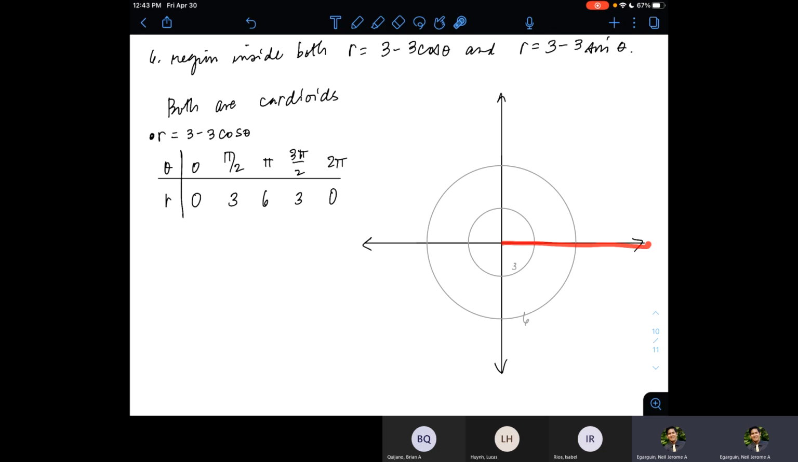All right, and then let's plot the points. At theta equals 0, we are here. The r value is 0, so we will be at the pole. That's our first point. Second point, theta equals pi over 2 here. r is equal to 3, so we will go to the inner circle. Third point, theta is pi, so we are here. r is 6, so we'll go to the outer circle. And then 3 pi over 2 will be here. The radial value is 3, so we go here. And we'll be back at 0 when theta is 2 pi. So if you draw the curve, you'll start here.